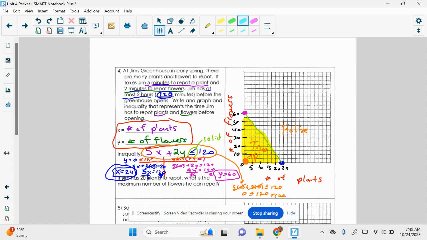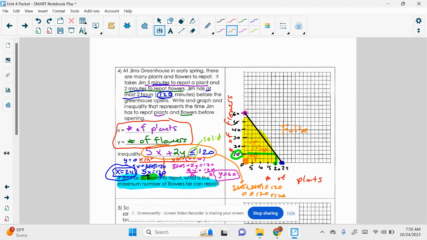So we do have one more question, and that's kind of covered up by this. So check this out. It says, if Jim has 20 plants to repot, what is the maximum number of flowers he can repot? So here's the deal. He's got 20. Now, it's kind of tough to see down here, so I'm actually going to make a better line. And let's see if we can figure this out. So if you look, all right, maximum number of flowers. Now, it says that he has 20 plants to repot, 20 plants. So here's 20, boom, right here. So if you go up, it looks like it might be 10, right? So what we have to do is test this out in our equation up here.